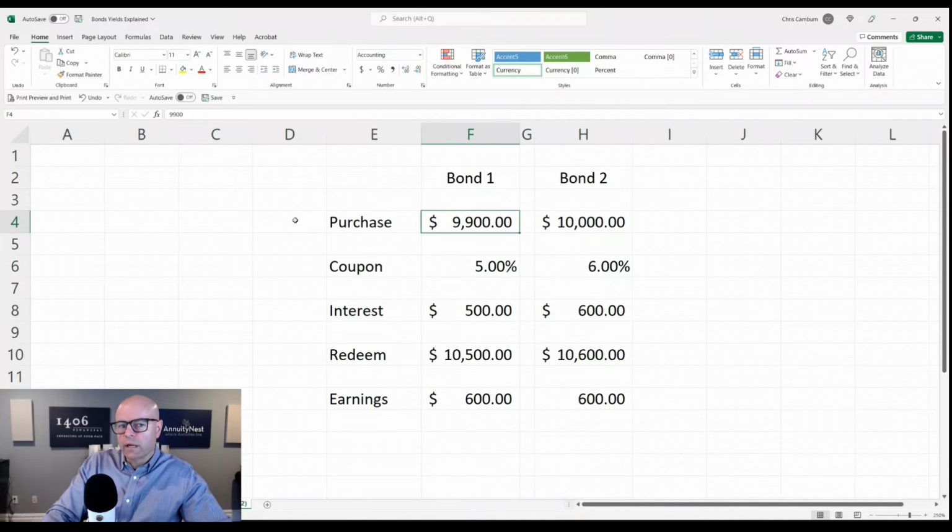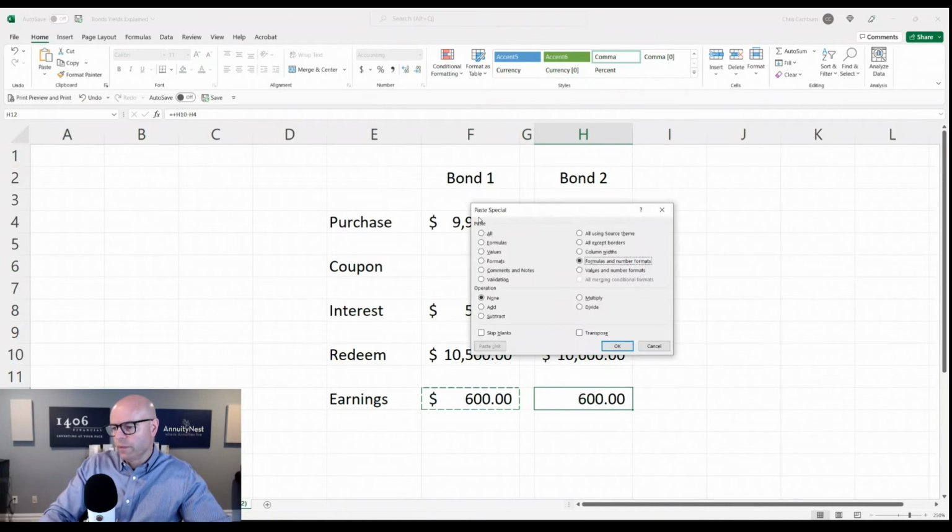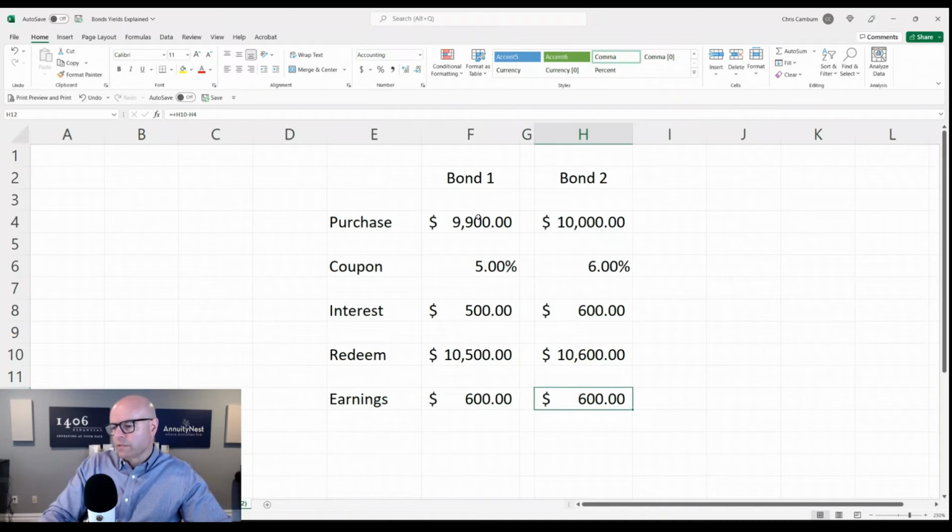So your bond went down in price, right? The earnings have to be the same for the new buyer. So $9,900. If they buy your bond for $9,900, they'll earn $600, just as they would earn off the new bond.